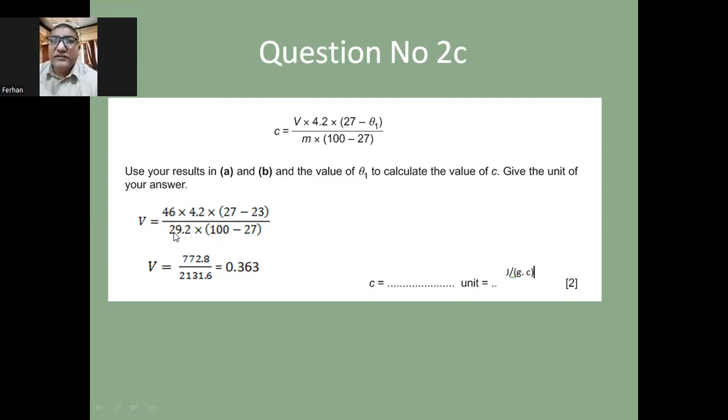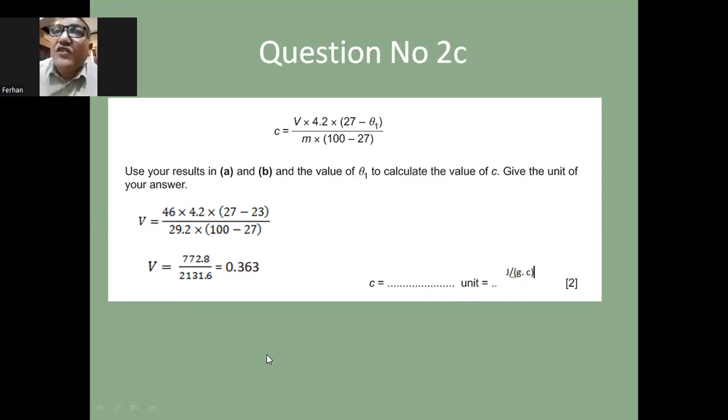In the numerator, you will write here 29.2 multiply bracket start 100 minus 27. And that will give you 2131.6. So you will equals to, so you will have 0.363 joules per gram per degree centigrade. So that will be the unit of this thing. Okay, the C value 0.036.